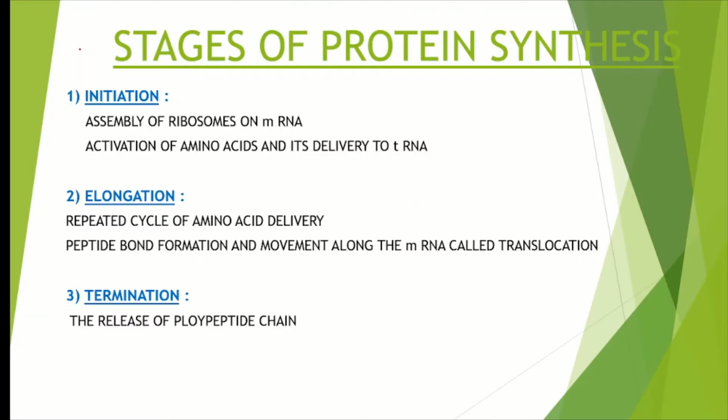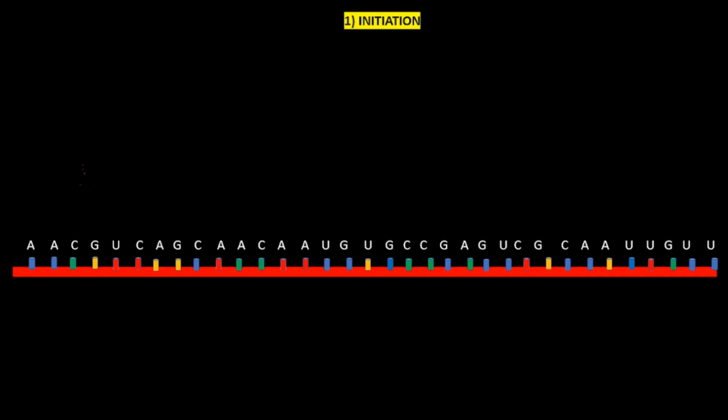There are three different stages of protein synthesis. The first one is initiation, second is elongation and the third one is termination. जो हमने activation of amino acid पढ़ा था, actually that is also a part of the initiation. Now we have to study about the assembly of ribosomes on the mRNA. So now let us discuss the first step of protein synthesis, that is initiation.